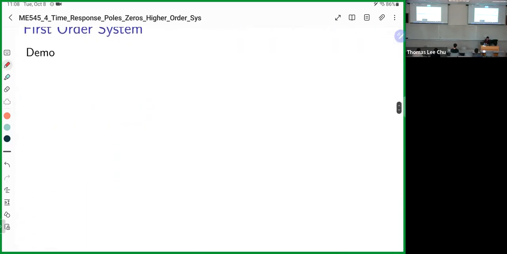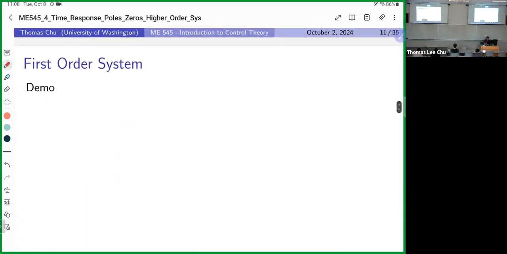The second demo I have is going to be on a continuous step input, but I think I'm going to skip it because it's similar to the first demo. What I'm going to do is upload the notes for this derivation for continuous push.